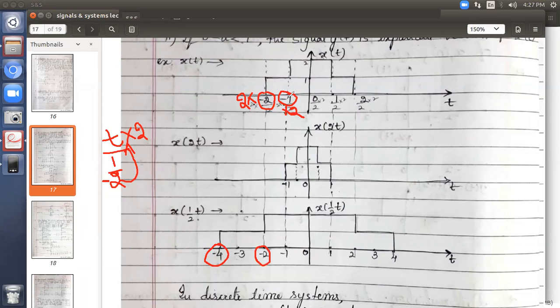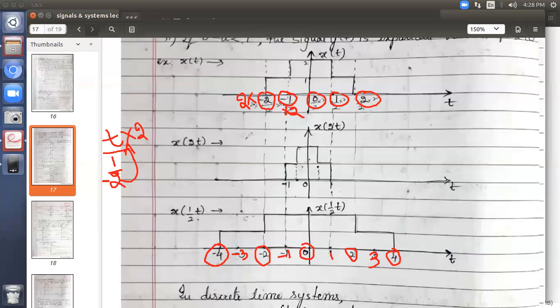This point. Then 0 into 2 will be 0 only. Then 1 into 2 will be 2. And 2 into 2 will be 4. Okay, first mark all these points. In between points also, for continuity purpose you can mark. Okay, because only even numbers are there. So you mark all. Minus 1 and minus 3.